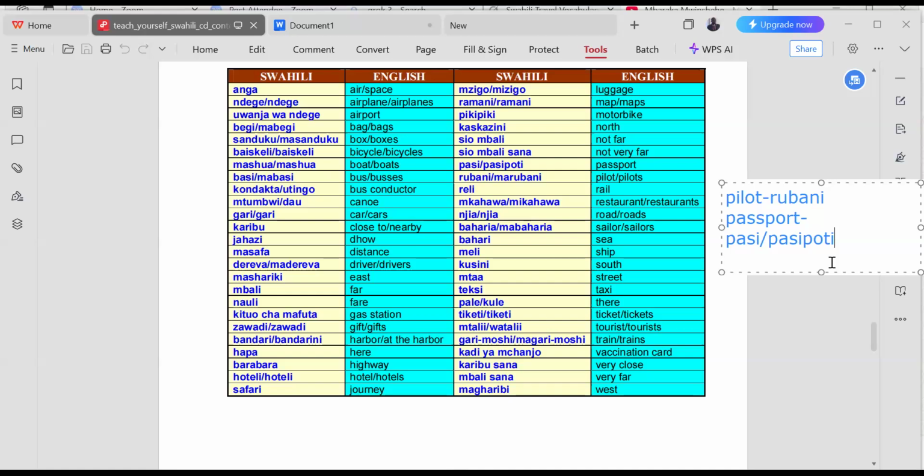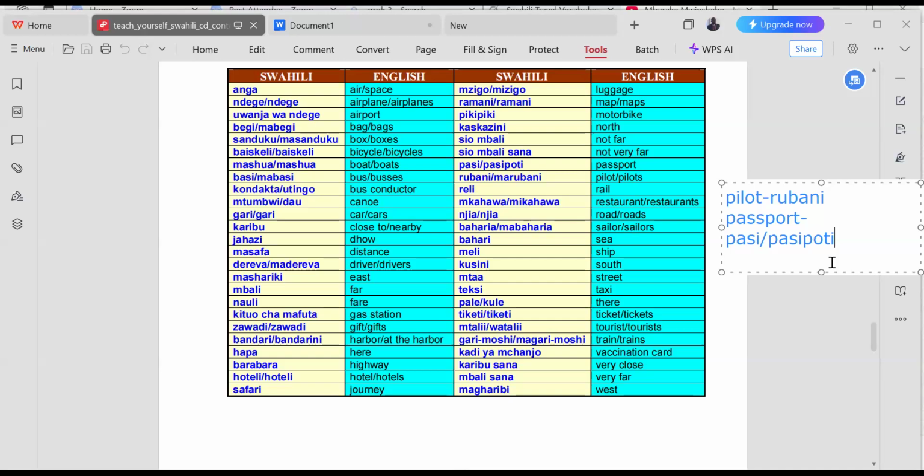Now, if it is the petrol for a plane, we'll call it mafuta ya ndege. The plane's oil is what you call the plane petrol. We call it the plane oil, mafuta ya ndege. That's on air as well. And ndege is the plane, as I've said.